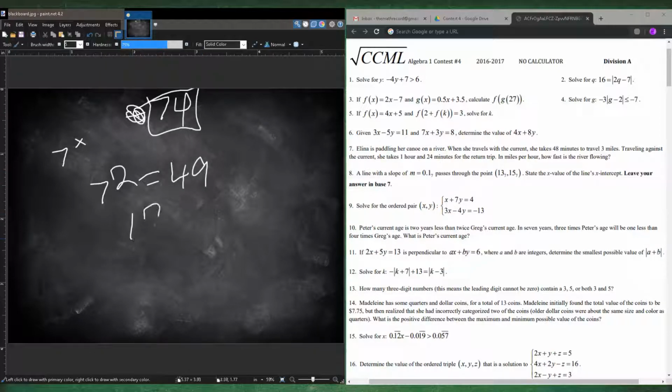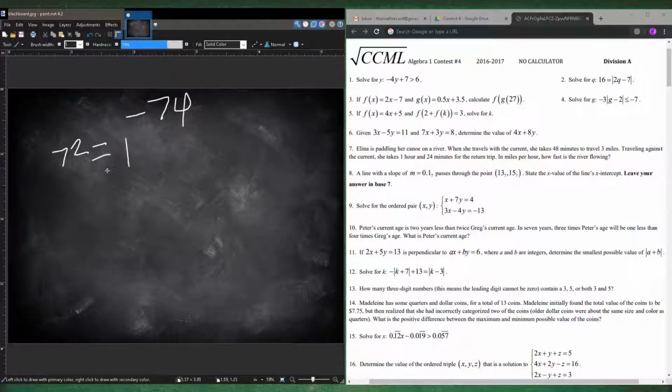So remember how it's like 1, 2, 3 base 7, and 7 to the 2, 7 to the 1, and then 7 to 0. Basically, you multiply and then you add them all together. Well, now you're going to do the reverse. So now you have 49. How many times can 49 go into 74? Only one time. So the coefficient for 7 to 2 is basically 1.